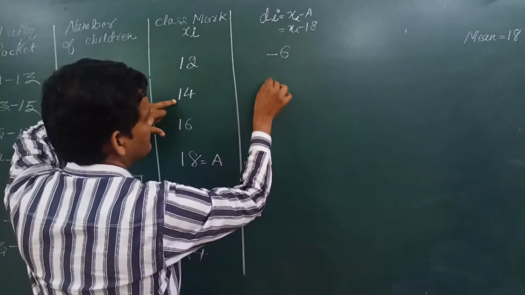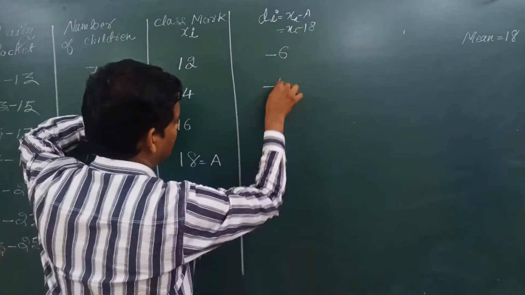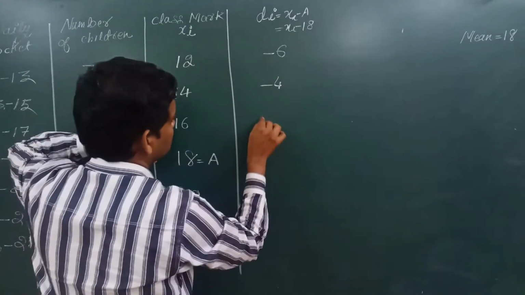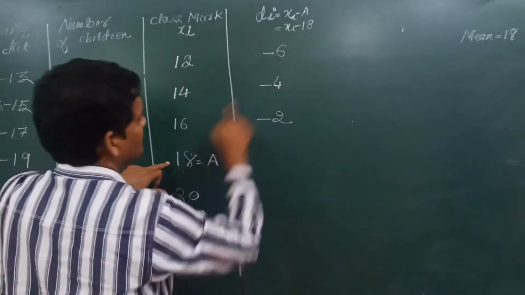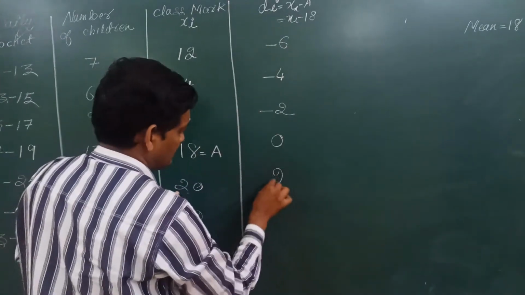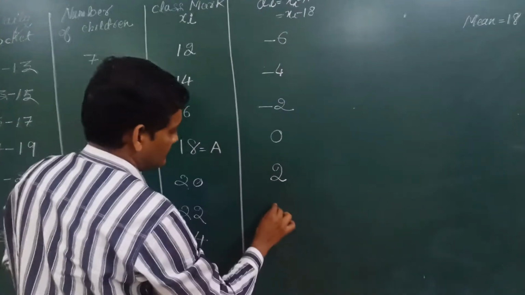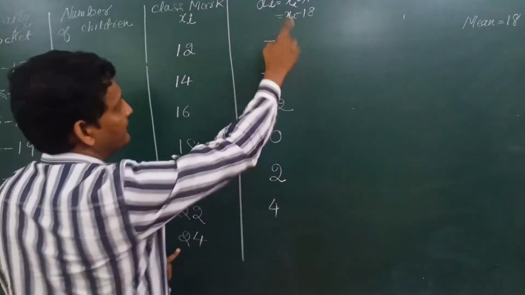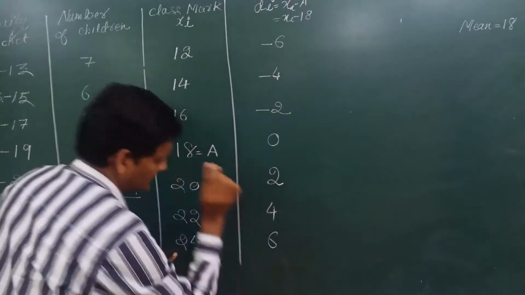14 minus 18 is minus 4. 16 minus 18 is minus 2. 18 minus 18 is 0. 20 minus 18 is 2. 22 minus 18 is 4. 24 minus 18 is 6.